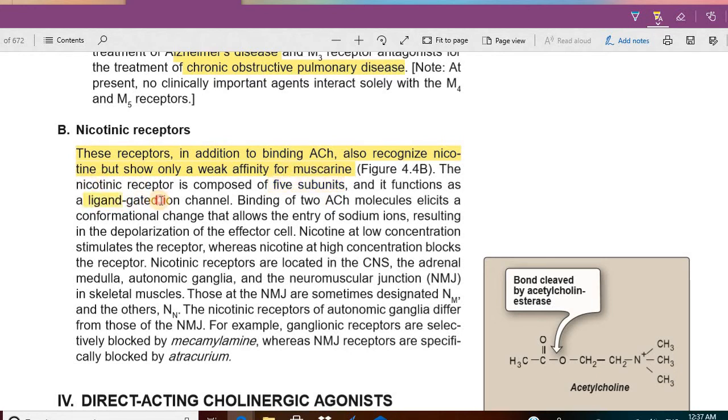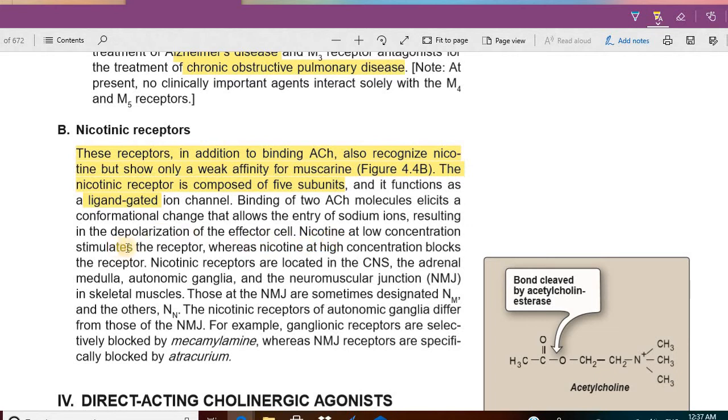So this is the important point: muscarinic receptors are G protein coupled receptors, and nicotinic receptors are ligand-gated. Binding of two acetylcholine molecules elicits a conformational change that allows the entry of sodium ions, resulting in depolarization of the effector cells.